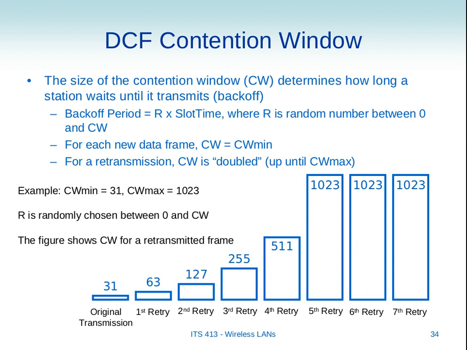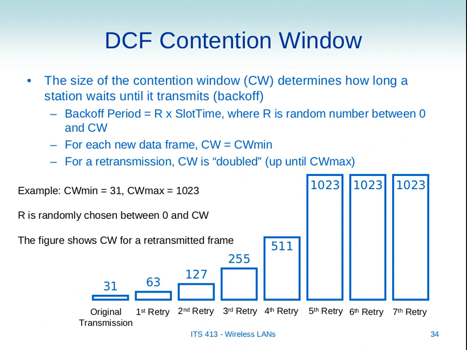If two stations choose random numbers independently, then half of the time, one will choose smaller than the other, and the other half of the time, the other one will choose smaller. So that's why we have this random back-off here, so that two stations don't transmit at the same time, causing a collision. One of them chooses a smaller value and gets to transmit. The other will have to wait.